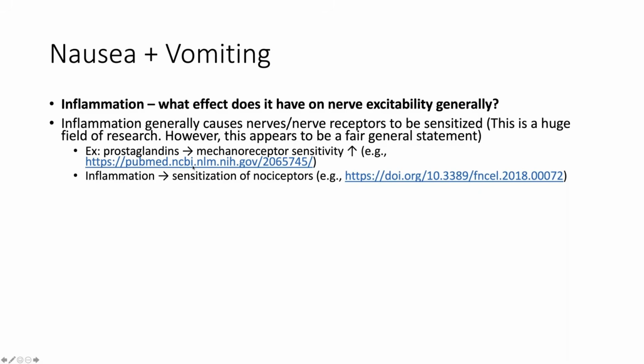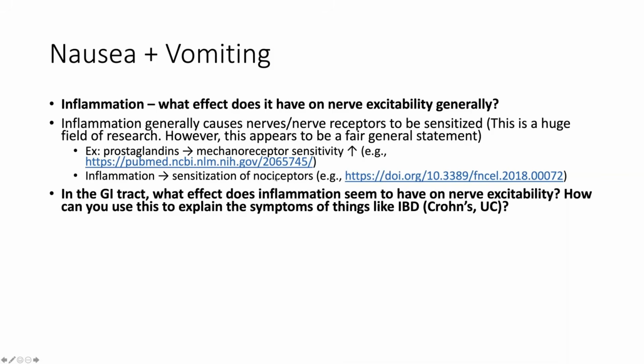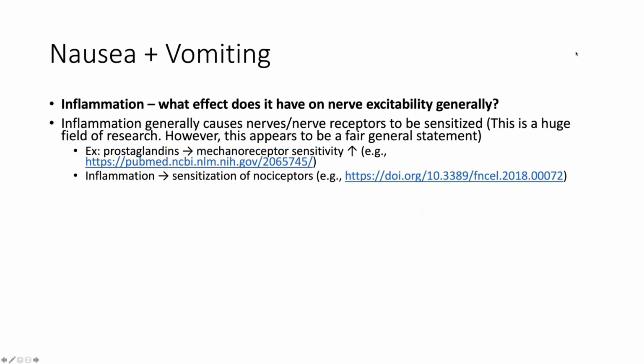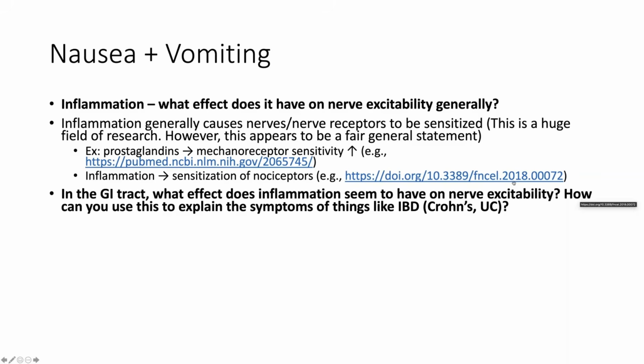If you are interested, some of the more representative findings are that prostaglandins increase mechanoreceptor sensitivity. Inflammation also causes an increase in sensitization of nociceptors. There were also interesting studies looking at why inflammation can cause nerves themselves to become sensitized. Nerves generally don't respond that much to touch. However, in inflammation, they do, and there are interesting mechanisms for why. But the best way to think about this is that inflammation causes nerves and nerve receptors to become more sensitive. In the GI tract, what effect does inflammation seem to have on nerve excitability?